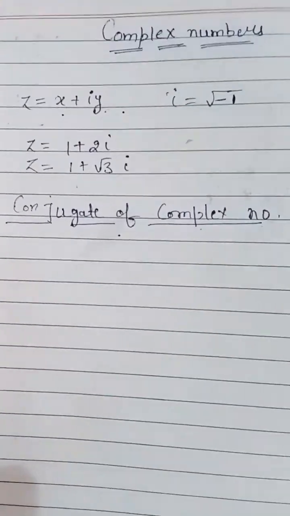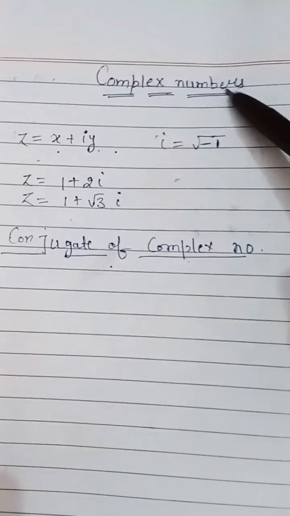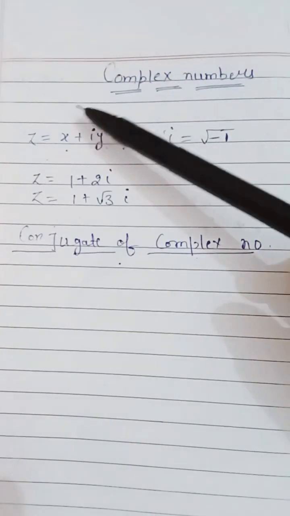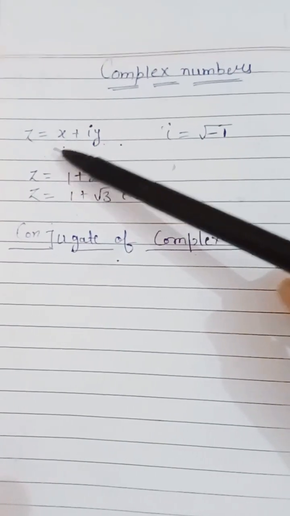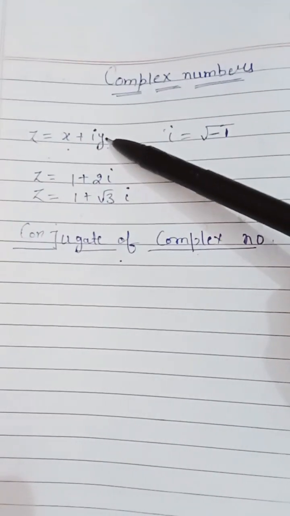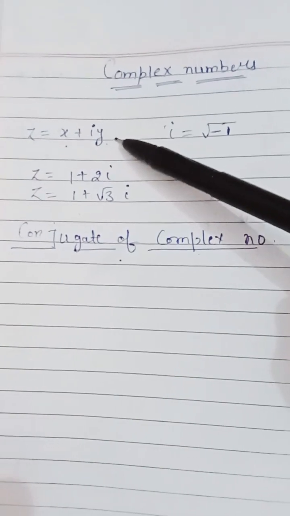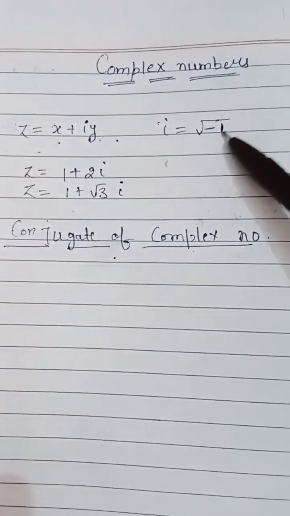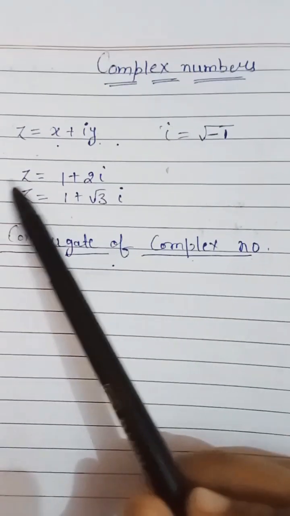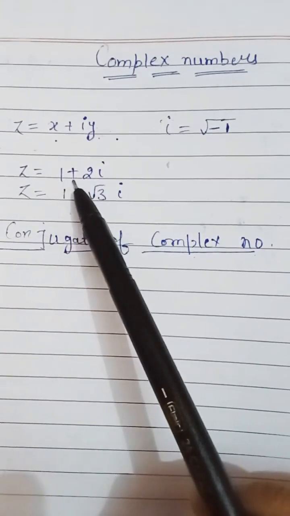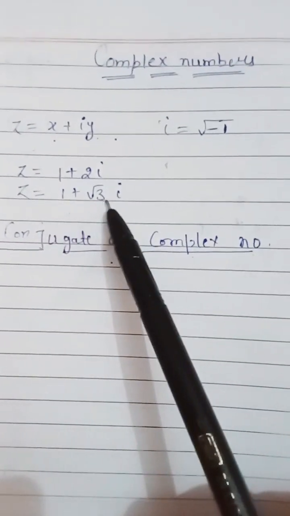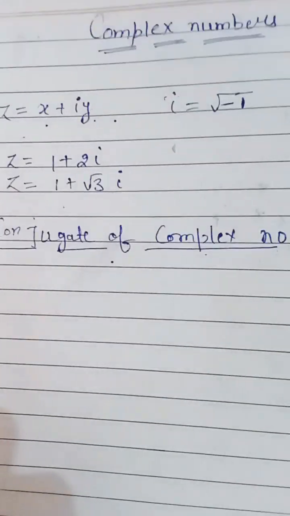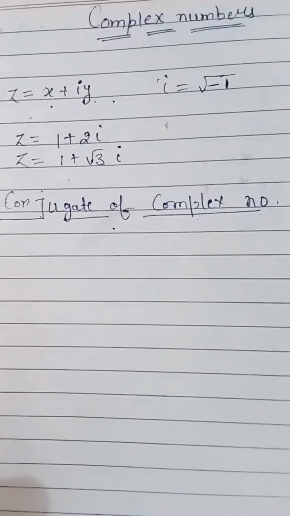Today in this lecture we will discuss complex numbers. So first of all, the representation of a complex number is of the form x plus iota y. Here x is a real number and y is a real number, and the value of iota is given by under root minus 1. For example, z is equal to 1 plus 2 iota, z is equal to 1 plus root 3 iota. Now we will discuss some properties of complex numbers.